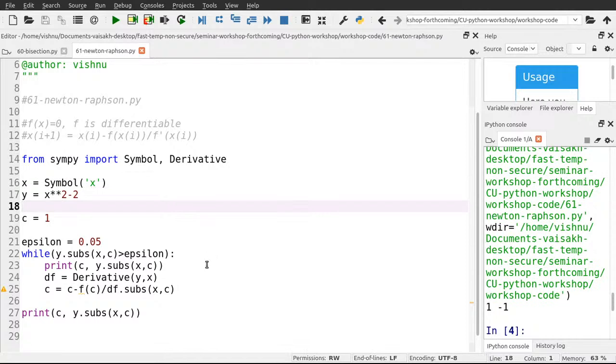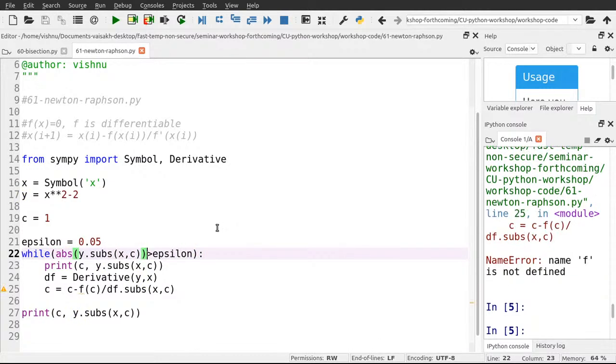One and minus one. Why is it like that? When we are substituting c into this, what happens is 1 minus 2. Okay, we need to go with the absolute value. Sorry, that's very important. We should use the absolute value, because otherwise the problem is that it's negative. Now let's try. f is not defined.